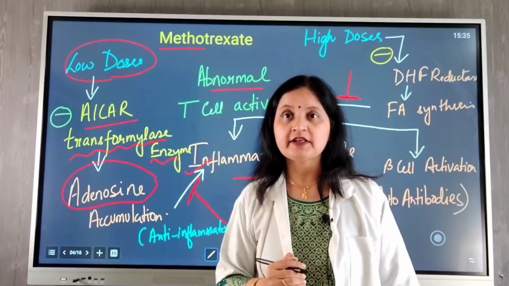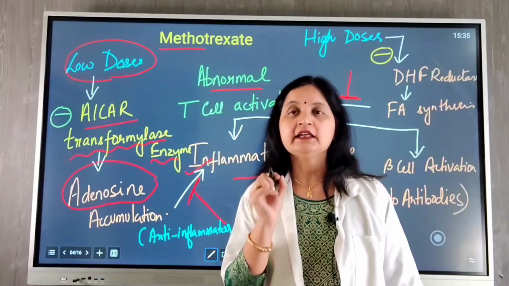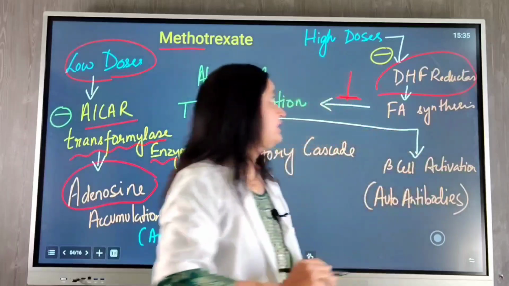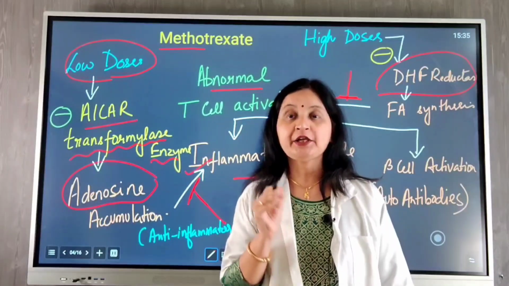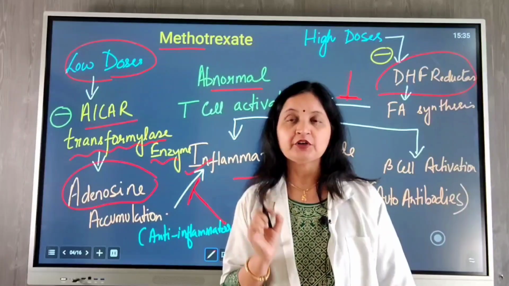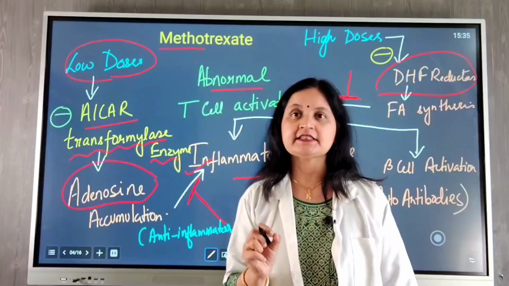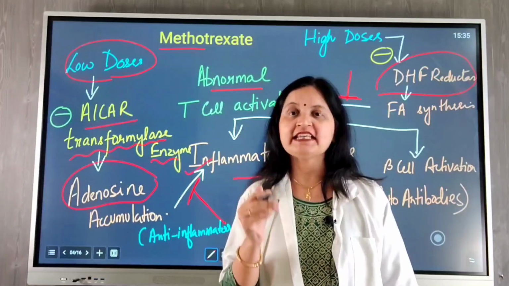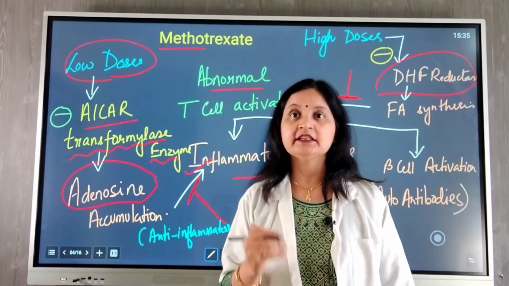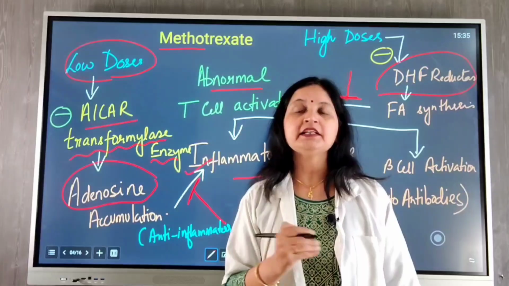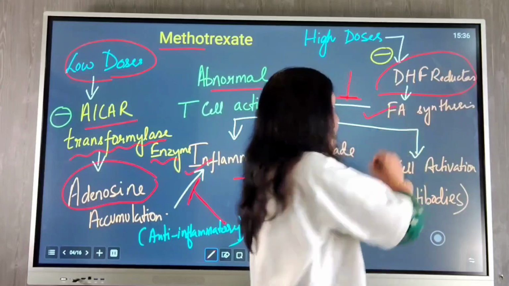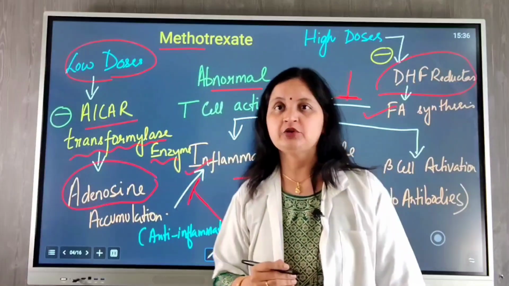Also, high doses of methotrexate are known to inhibit an enzyme known as dihydrofolate reductase. This enzyme is responsible for the formation of folic acid, which is an important component for DNA synthesis, RNA synthesis and multiplication and proliferation of T cells. So by inhibiting the enzyme, folic acid synthesis is inhibited and T cell proliferation and multiplication are inhibited. In this way, it suppresses T cell multiplication in the presence of high doses of methotrexate.